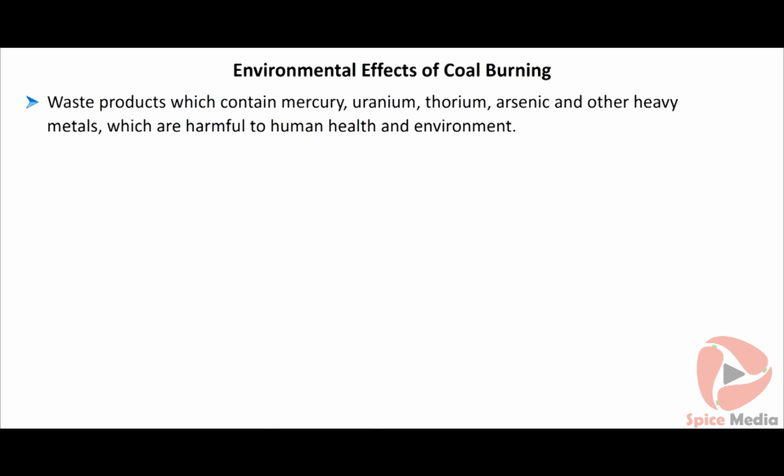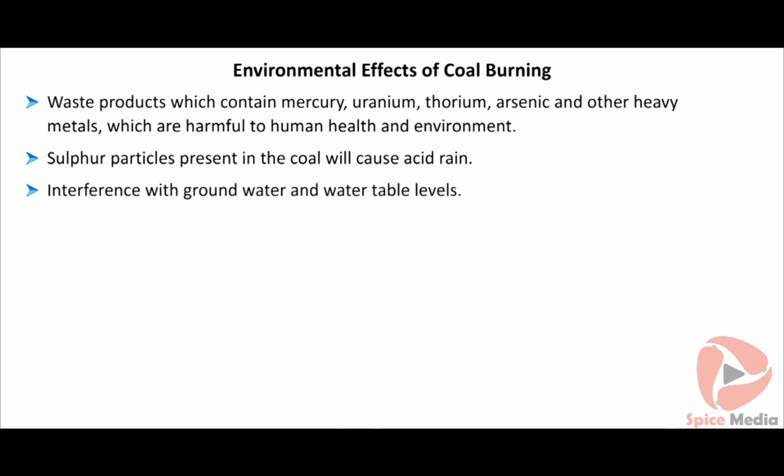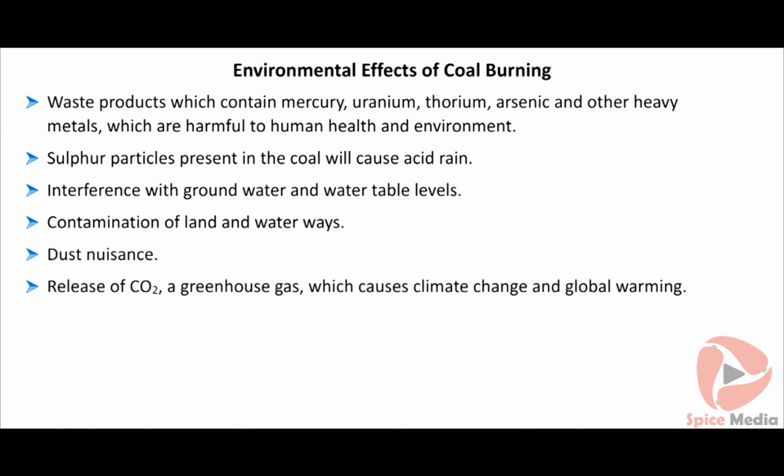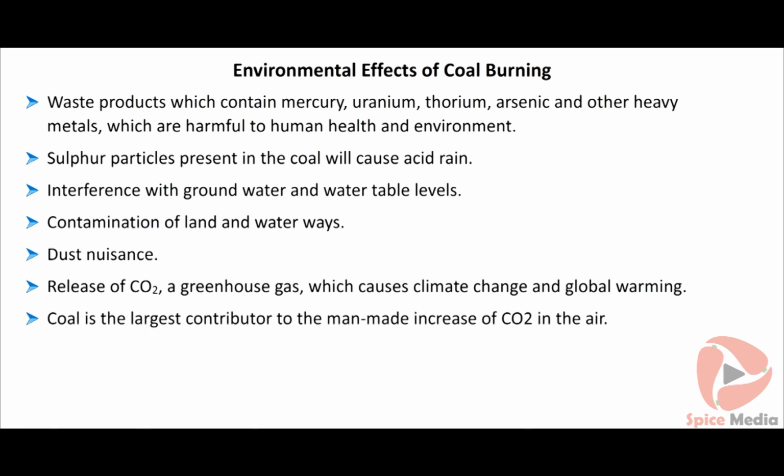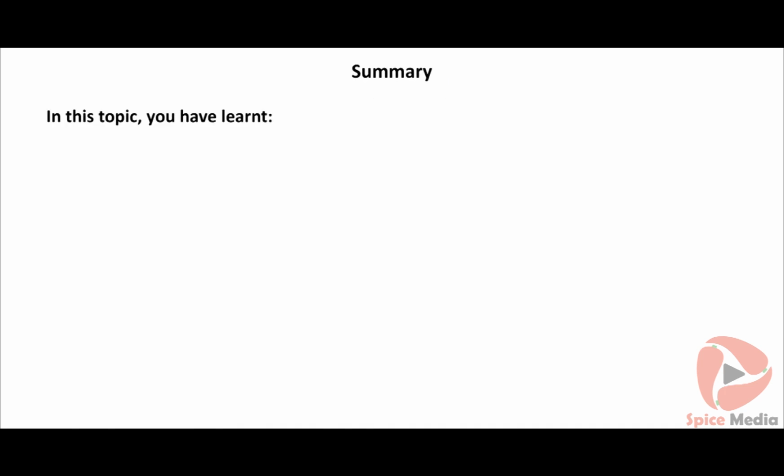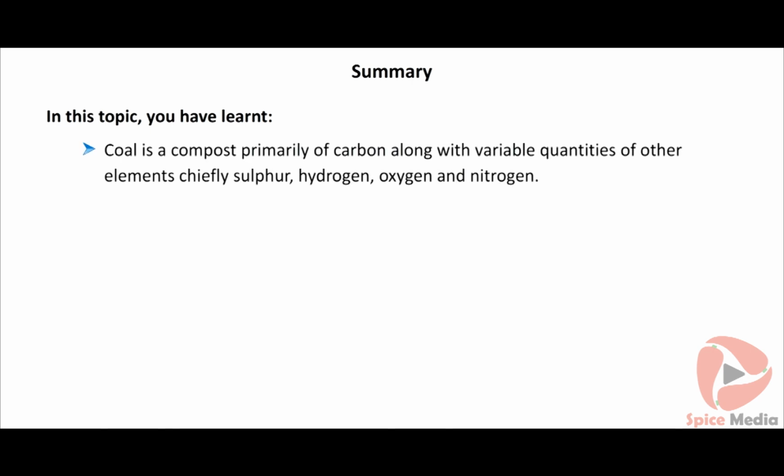Burning coal generates waste products which contain mercury, uranium, thorium, arsenic, and other heavy metals which are harmful to human health and environment. Sulfur particles present in the coal will cause acid rain, interference with groundwater and water table levels, contamination of land and waterways, dust nuisance, and release of carbon dioxide, a greenhouse gas which causes climatic changes and global warming. Coal is the largest contributor to the man-made increase of carbon dioxide in the air.